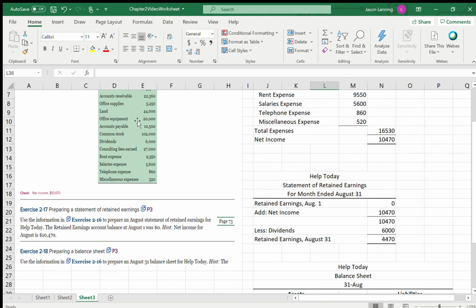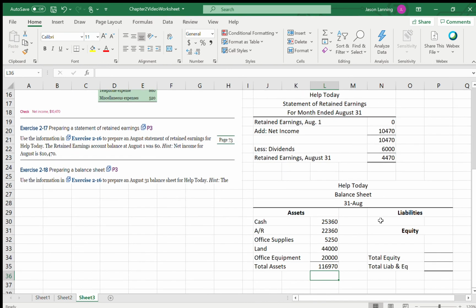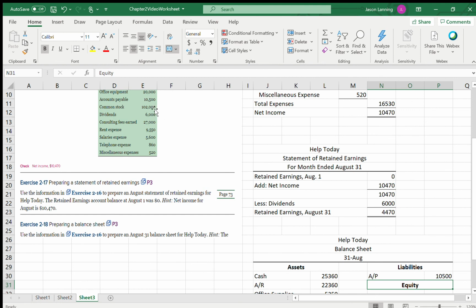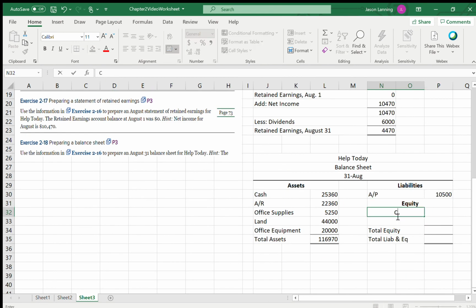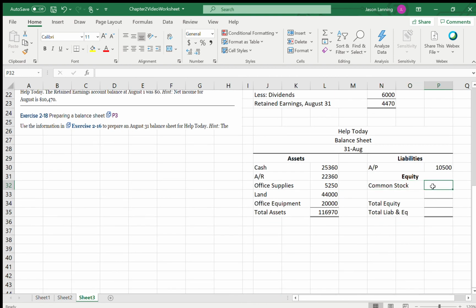For our liabilities, we have accounts payable, $10,500. And in equity, we have common stock. Common stock is all we have there, and the balance on our common stock is $102,000. Then the other thing we have in equity is our retained earnings, which we calculated above is equal to 4,470.